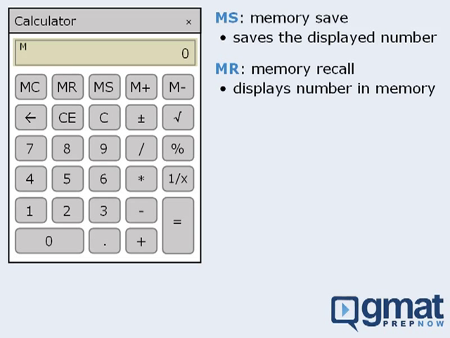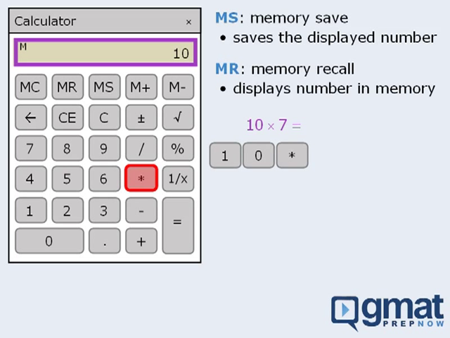So for example, if we later want to multiply 10 by 7, we can first enter 10, then click Multiply, and then when we press the Memory Recall button, our saved number appears on the screen. And from here we can press equals to get a product of 70.